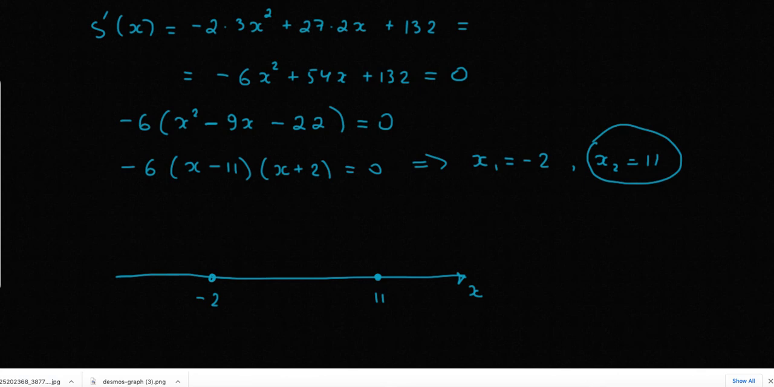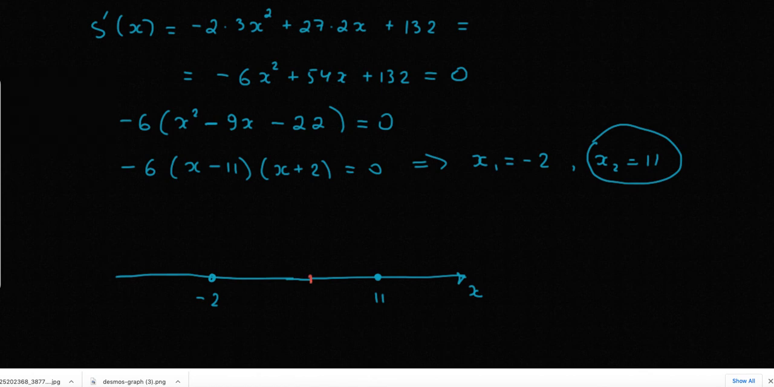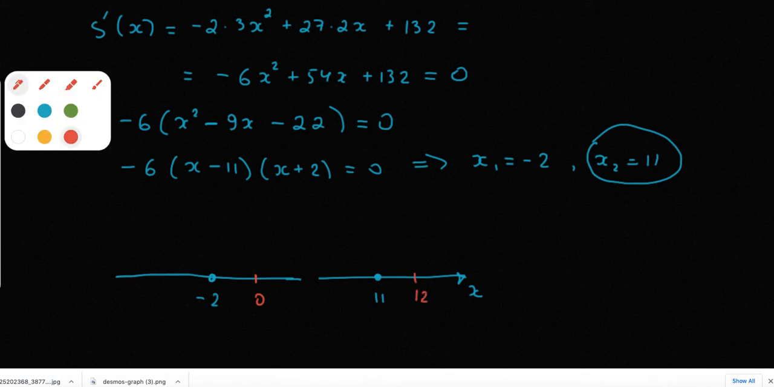Let's use our test point. We can use x equals 0 as our test point on the second integral. I'm going to use a different color to indicate the test points. So let's say 0 is, well, actually it's somewhere here probably, in terms of the scale. And then we can use maybe 12 for our test point on the third segment.